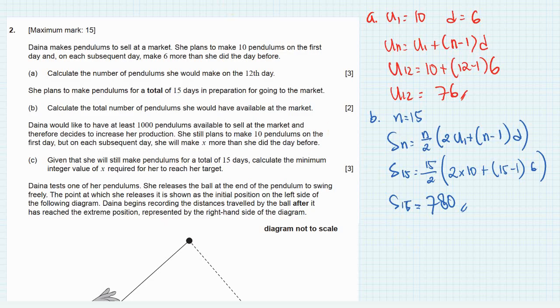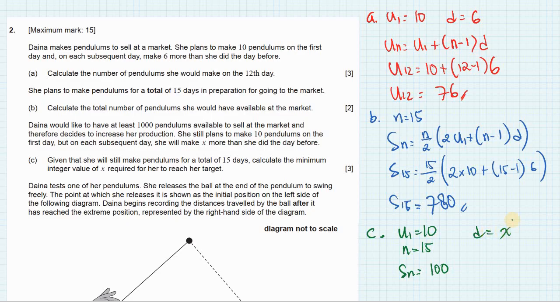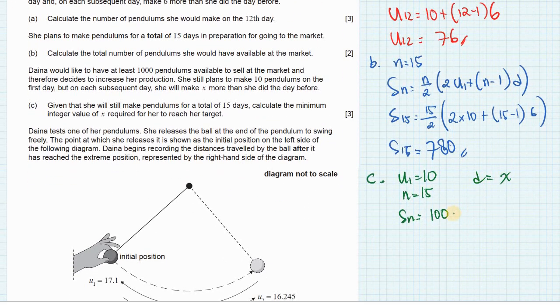For question C, I will use green. U1 is still 10. I'll write what we know: n is 15 because we have 15 days, Sn, the total, we need to be 1,000, and the difference is x. We don't know the difference. Let's input it to the same formula. So Sn is equal to 1000.